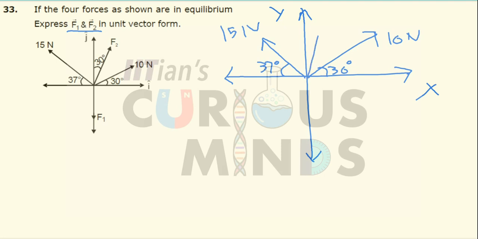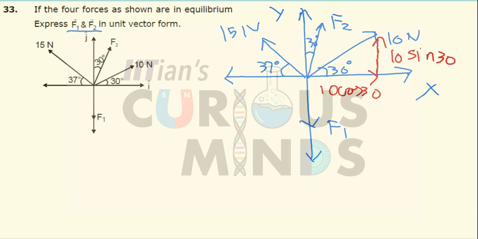This is an unknown force F2 making an angle 30 degrees with the y-axis, and this is an unknown force F1 in the negative y-axis. Before we proceed with anything, let us resolve the forces in the x and y direction. So this force over here, the side with which it makes an angle will be equal to cos. So this will be equal to 10 cos 30, and the opposite side will be equal to sin. So this will be equal to 10 sin 30.